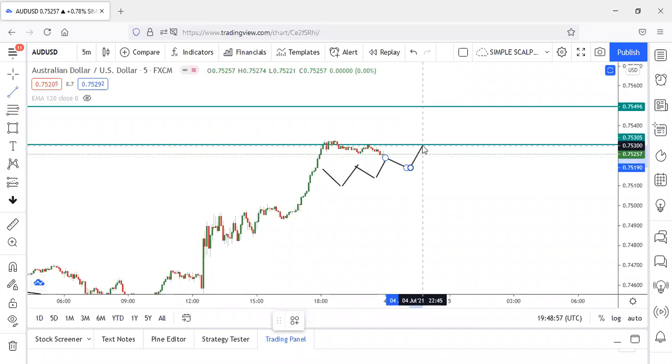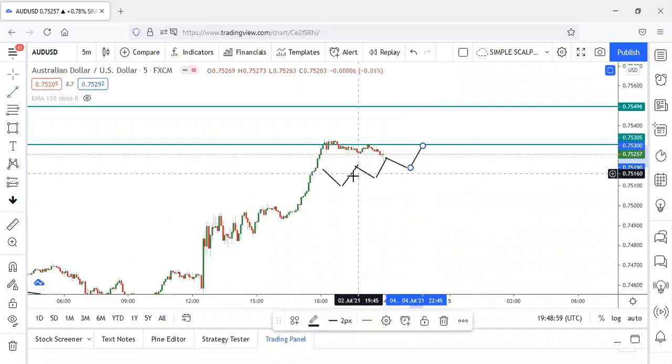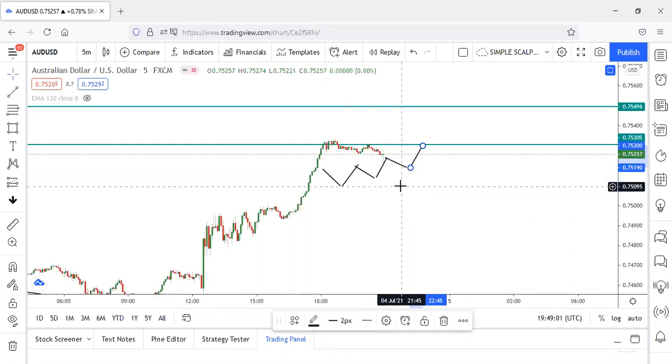You want to be able to see a reversal pattern around this area. Reversal pattern in the sense that you want to be able to see a descending channel.